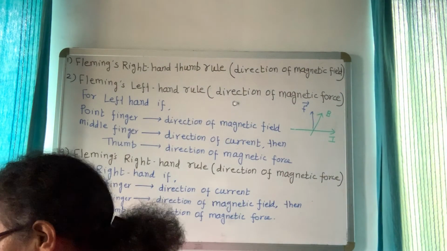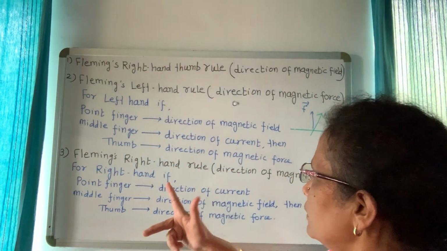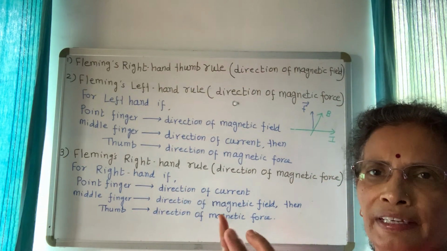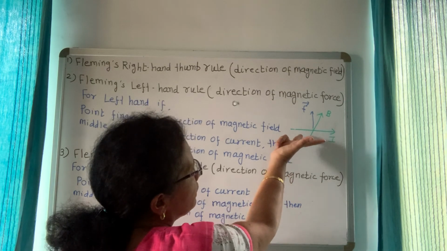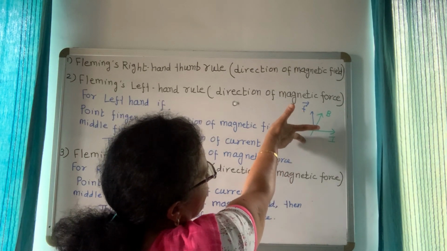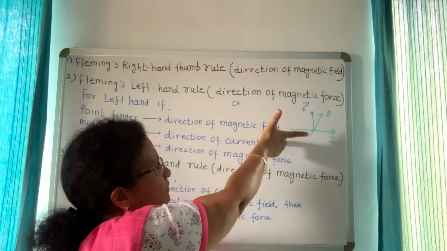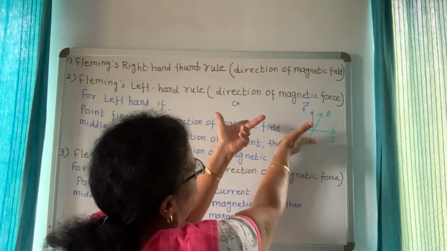Small change is there. Now see, this is my right hand. The magnetic field is represented by the middle finger. Which one is the middle finger? This is the middle finger. So this is the direction of the magnetic field. This is inward. This is the direction of current. And again, the thumb represents the direction of force, right? That is in the upward direction. The same result we are obtaining by the left hand rule also.